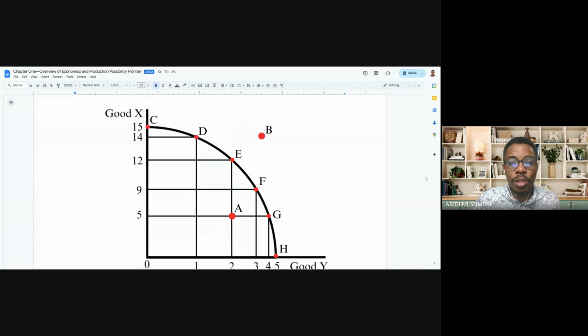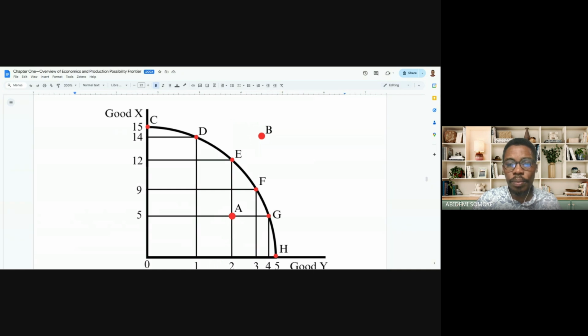Now, why does this look like increasing opportunity cost? You remember, increasing opportunity cost means anytime you want to have more of one thing, you have to let go of more of another. For example, if the country wants to start producing cars, from 0 to 1, you're going to produce one car. You have to give up one airplane.